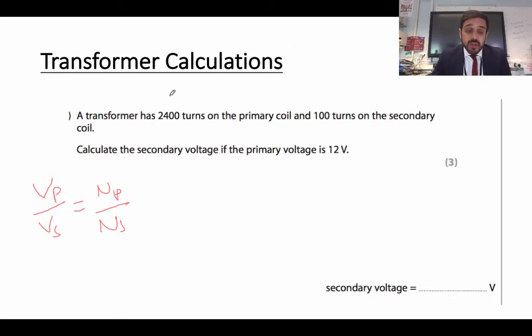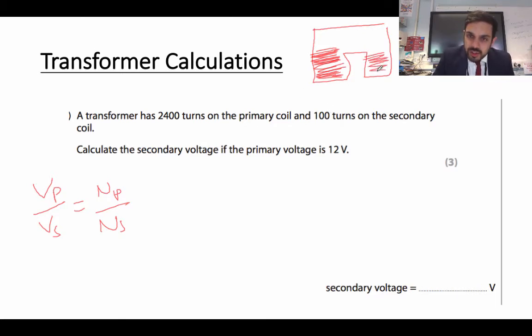Now, again, you could get a question where it gets a little bit more complicated. So it's no harm in understanding what a transformer does. Now, a transformer either increases the voltage or decreases the voltage. So if I have to draw this transformer, it looks something like this. A transformer has 2,400 turns on the primary coil. So this is the primary coil. It has 2,400. Obviously, I'm not going to draw 2,400. And 100 turns on the secondary coil. So on the secondary coil, it has only 100. So it's not going to be anywhere near as much.